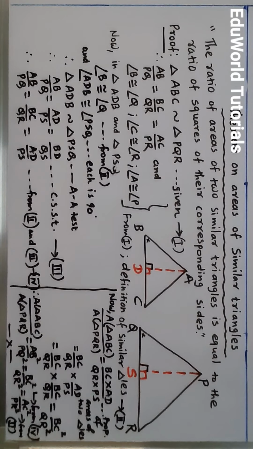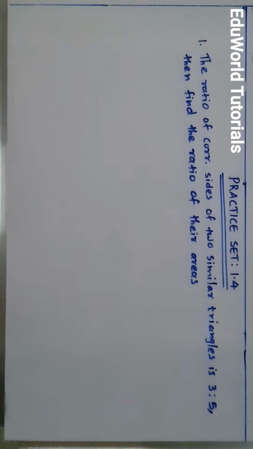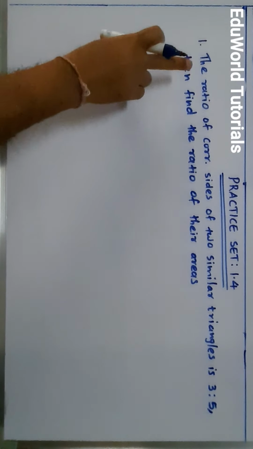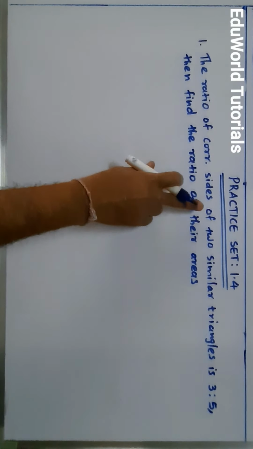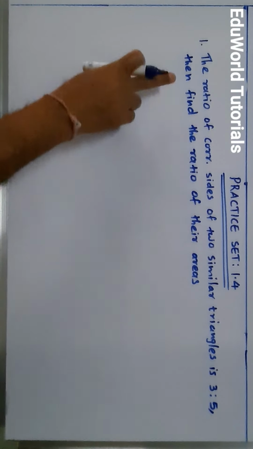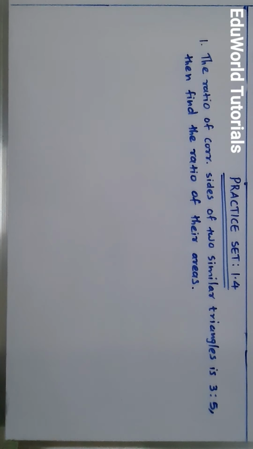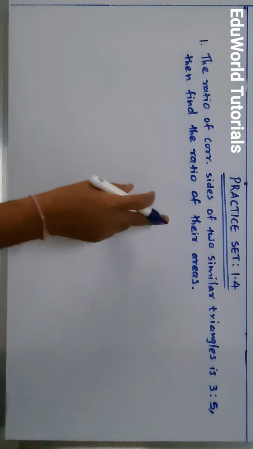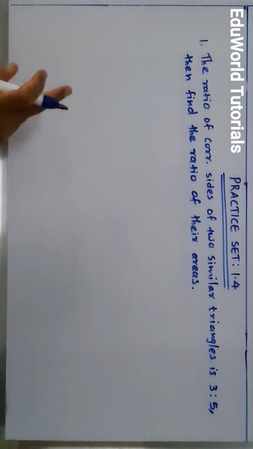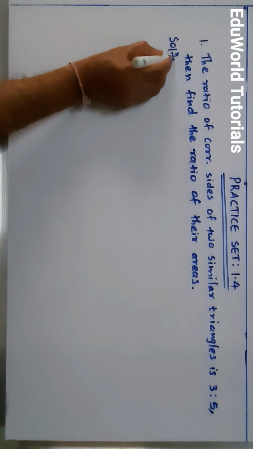Practice set 1.4. Students, here is the first sum. It reads: the ratio of corresponding sides of two similar triangles is 3:5. Then find the ratio of their areas. Understand? This is the first sum. Now this is based on the theorem which we just did. In the solution, or in the answer, what will we write?